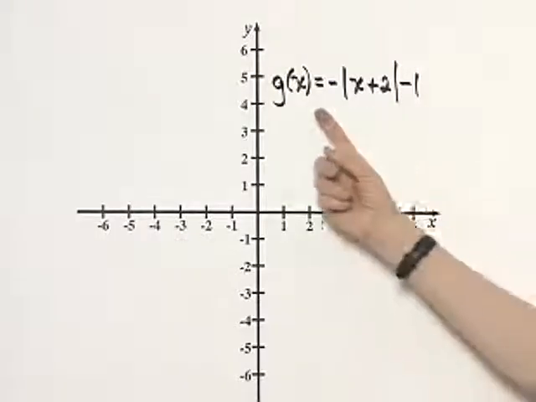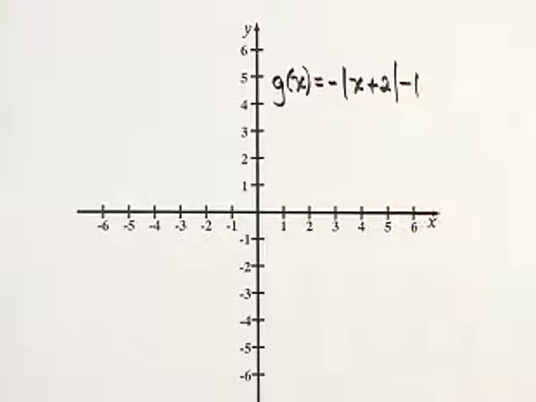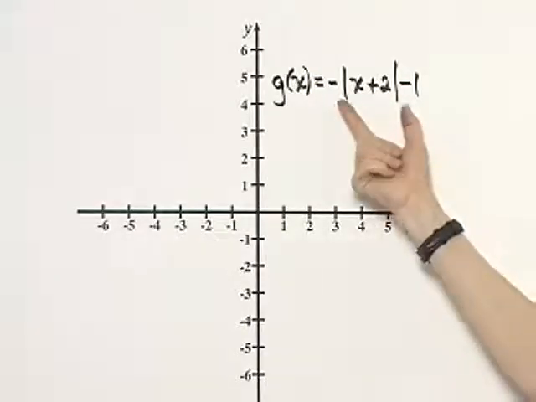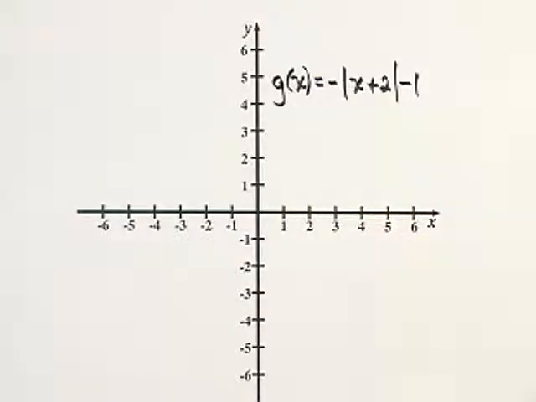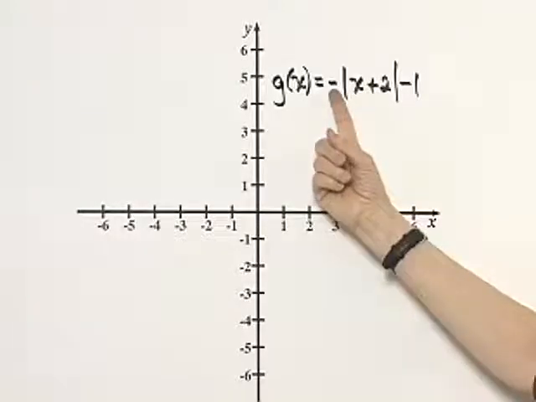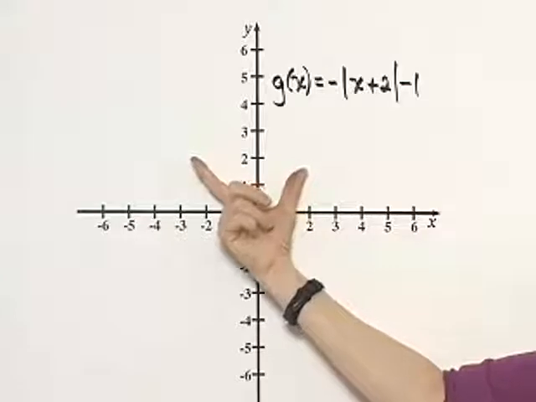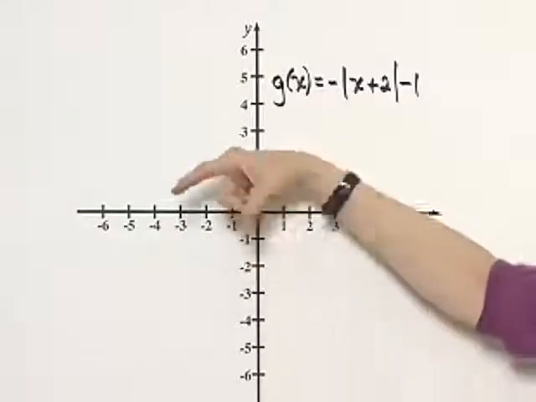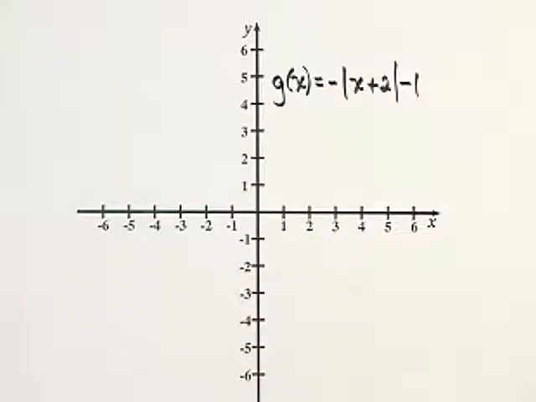So let's graph this function g of x. It's the opposite of the absolute value of x plus 2, then minus 1. Because it's the absolute value function, remember it is v-shaped. It passes the vertical line test. Remember, this negative in front reflects the regular absolute value, or the regular v-shape, across or about the x-axis.